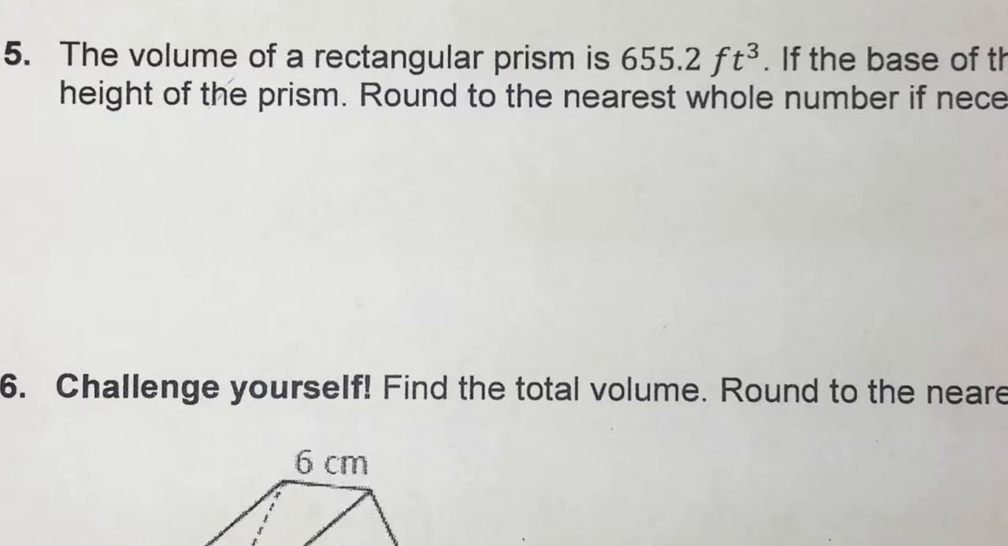The volume of a rectangular prism is 655.2 feet cubed. Robert, let me finish reading this first. If the base of a prism is 9 feet by 5.2 feet, find the height of the prism. Round to the nearest whole number if necessary. All you're doing is working backwards on this one.